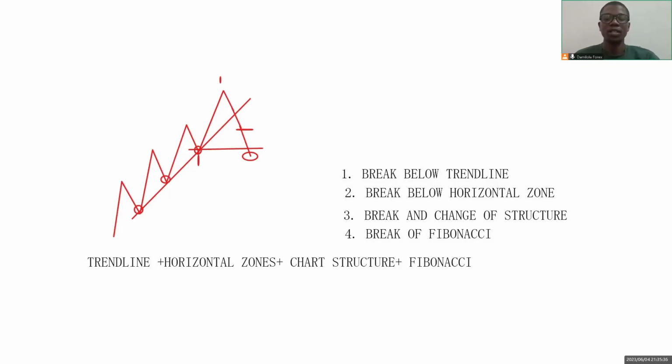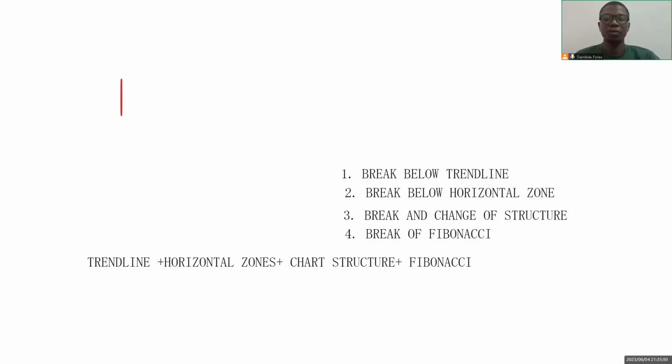Okay, so this is how to use the trend line. We use the trend line with various tools, which also works on the bearish structure. Let's go ahead and bring the bearish structure out. The bearish structure clearly is a combination of lower highs and lower lows. This is a bearish structure, lower highs, lower lows.